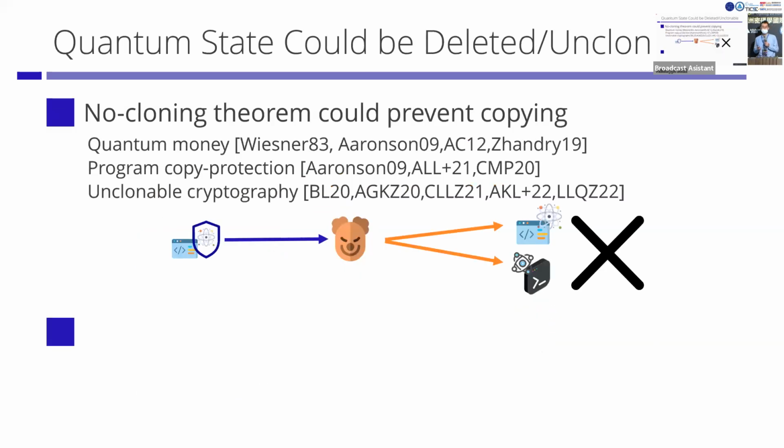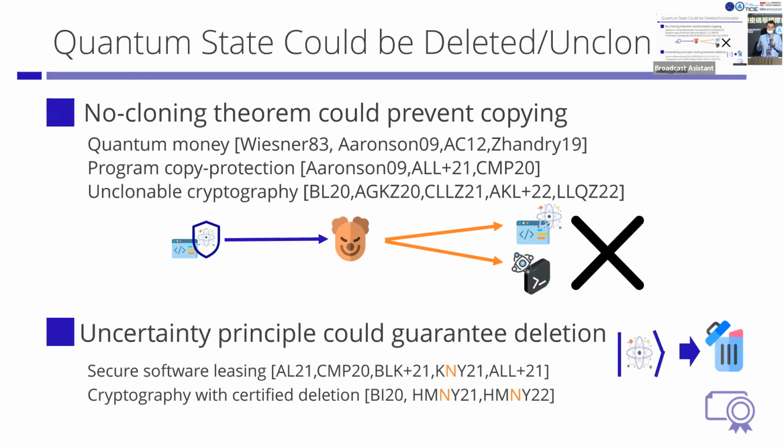However, if we consider the quantum setting, the situation completely changes. In general, it is impossible to copy an unknown quantum state. The no-cloning theorem says that there is no general procedure for copying unknown quantum states. By using this property, we can achieve public quantum money, program copy protection, and unclonable cryptography. In addition, we can prove that we delete a quantum state by using the uncertainty principle. By using this property, we can achieve secure software releasing and cryptography with secure deletion. So this is the power of quantum information.